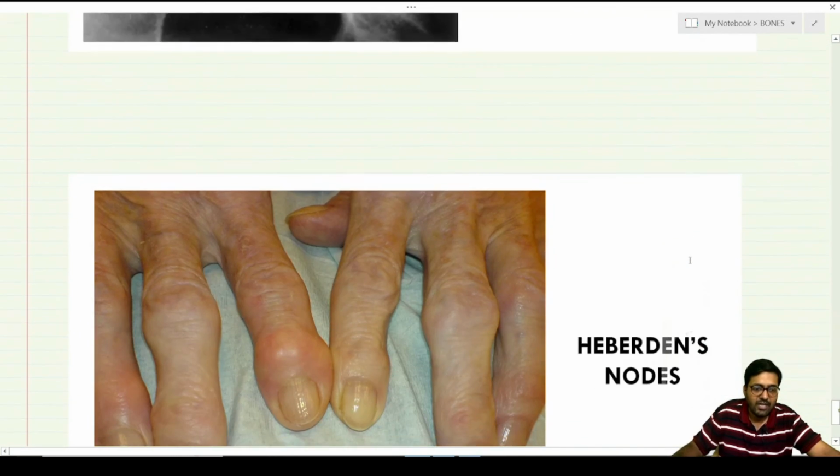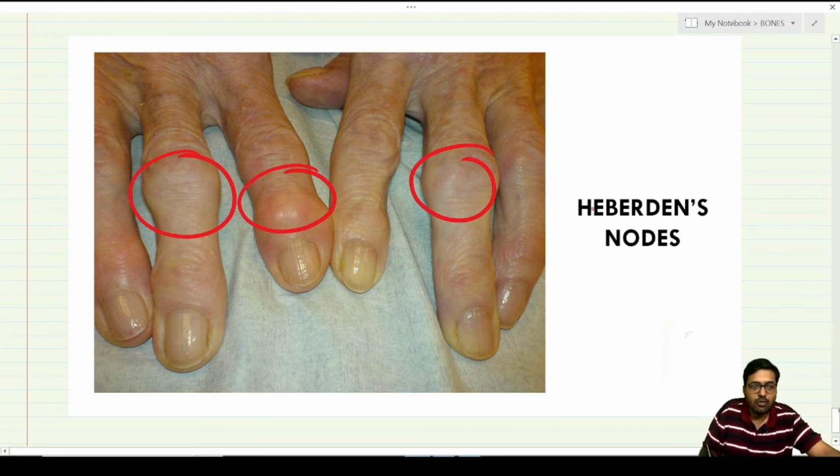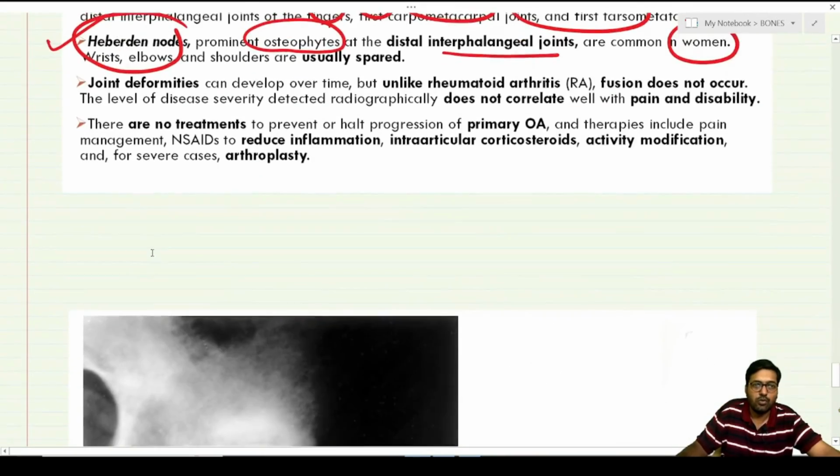Let me just show you this diagram. So the distal interphalangeal joints, you can appreciate the distal interphalangeal joints over here. They are having some swelling that is called the Heberden's nodes. So the distal interphalangeal joints are showing the swelling that forms what is called the Heberden's nodes.